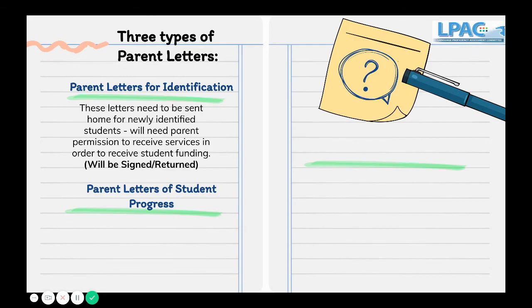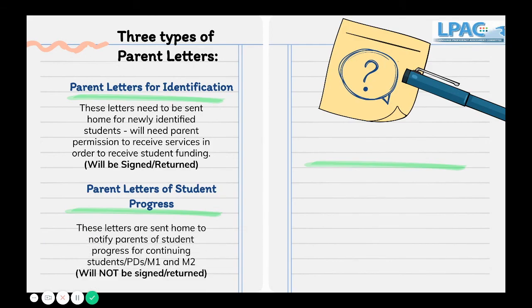Parent letters of students' progress. These are letters that are sent home to notify parents of student progress for the continuing students for the following school year. For students that are currently being served as English learners, parent denials or PDs, Monitor 1 and Monitor 2 students, these letters will not be signed and returned. They're simply sent out to parents to inform them of their program for this school year.